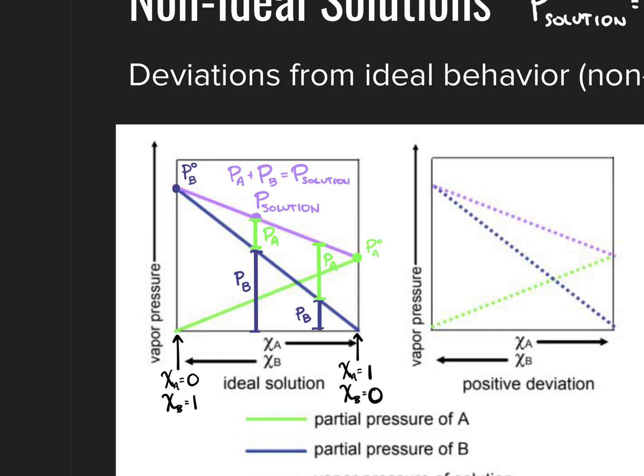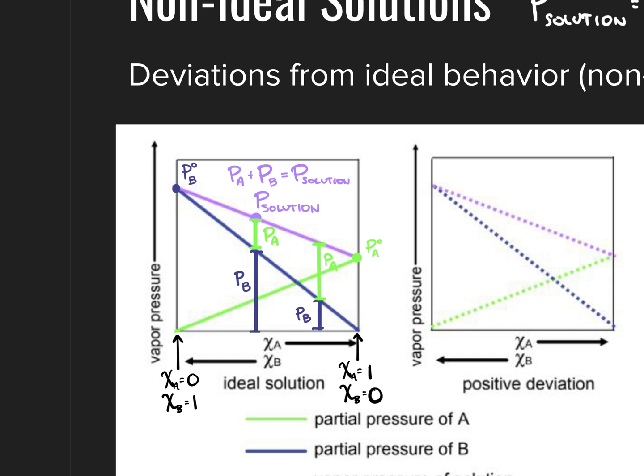Now, this is a system which would perfectly obey Raoult's law. That is, the mole fraction of species A times the partial pressure of species A as a pure solvent, plus the mole fraction of species B times the partial pressure of species B as a pure solvent is yielding here the overall vapor pressure of our solution.